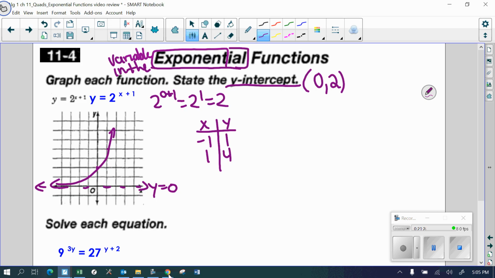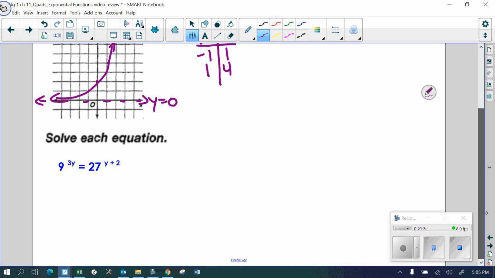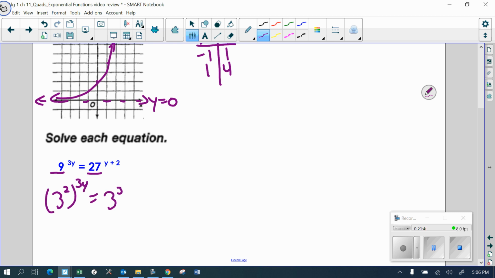Last piece down here, solving each equation. So in order to do this, I need to get the same bases here. Right now, they're not the same. One's 9 and one's 3. But they both have 3 in common for a base. I can make this 3 squared to the 3y. And this is 3 cubed.